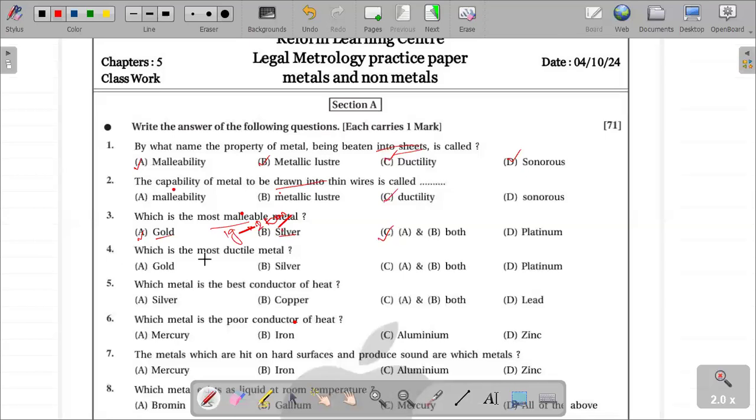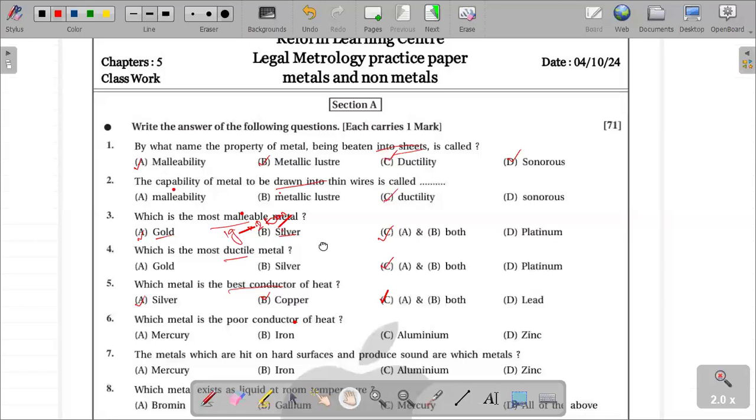And next, which is of the most ductile nature? Here also, gold and silver we can consider as the most ductile nature. We can draw them into thin wire as well as thin sheet. And next, which metal is the best conductor of heat? Silver and copper both conduct heat best. So we can select A and B both.